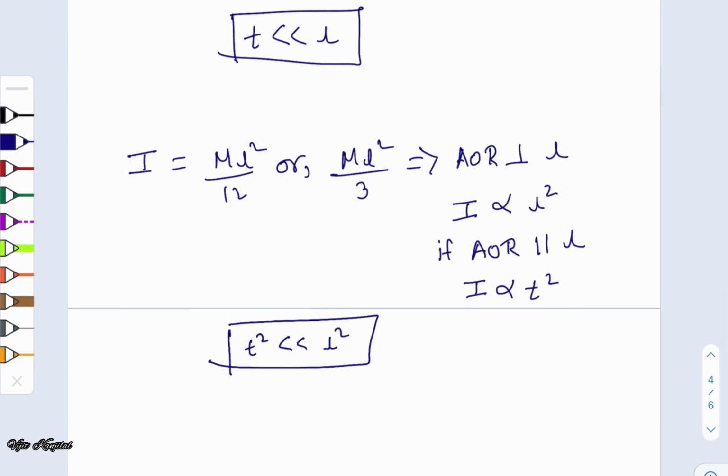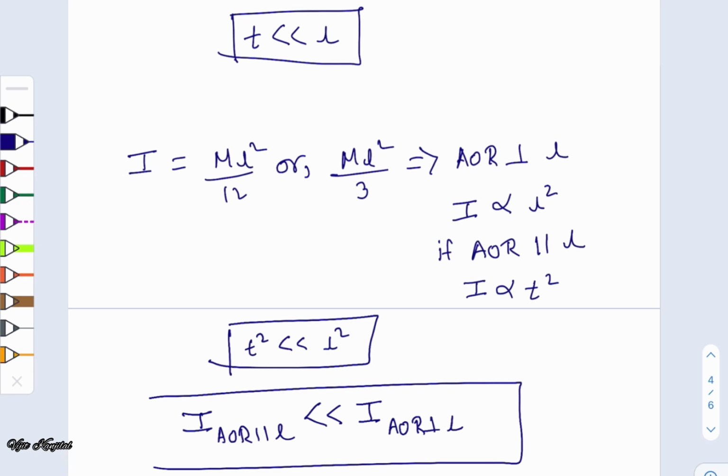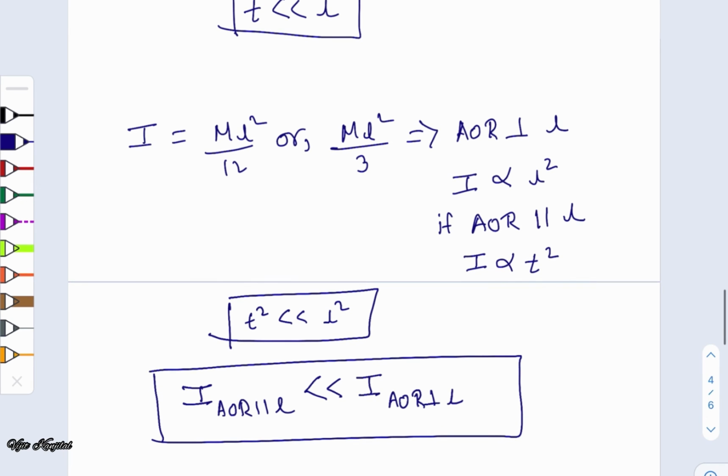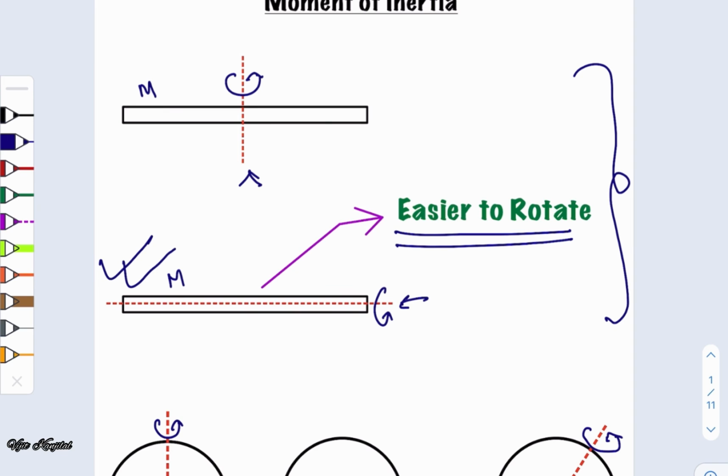So the moment of inertia of the rod when the axis of rotation is parallel to the length would be very much less than the moment of inertia when the axis of rotation is perpendicular to the length of the rod. For this reason, as you might recall from the first lecture on moment of inertia, it is much easier to rotate a rod when the axis of rotation is parallel to its length as compared to the case when the axis of rotation is perpendicular to the length of the rod.